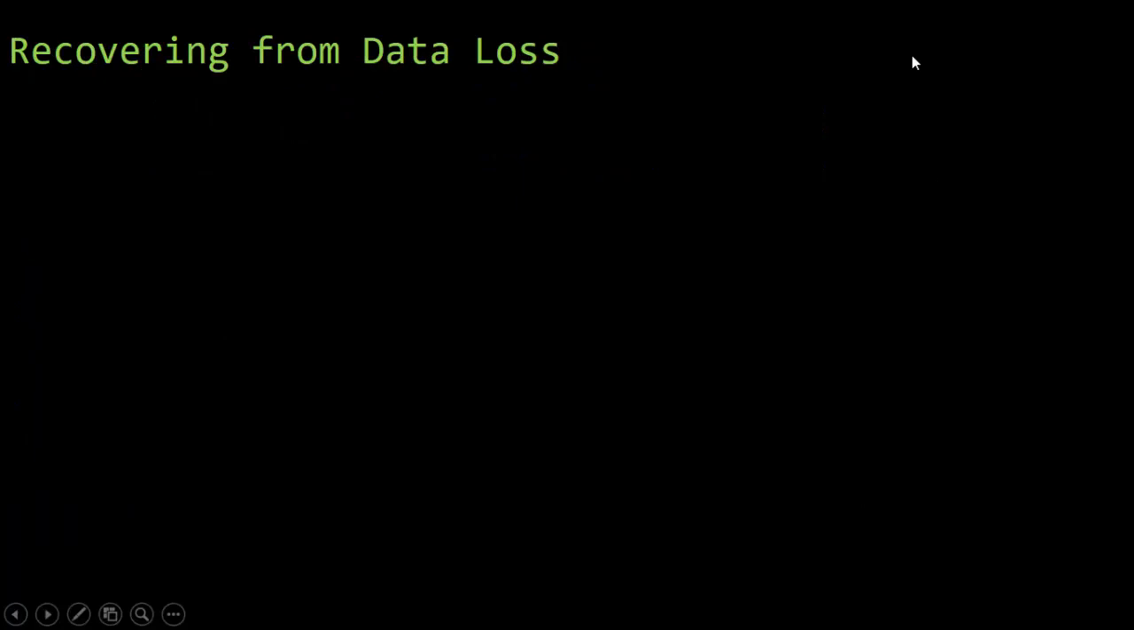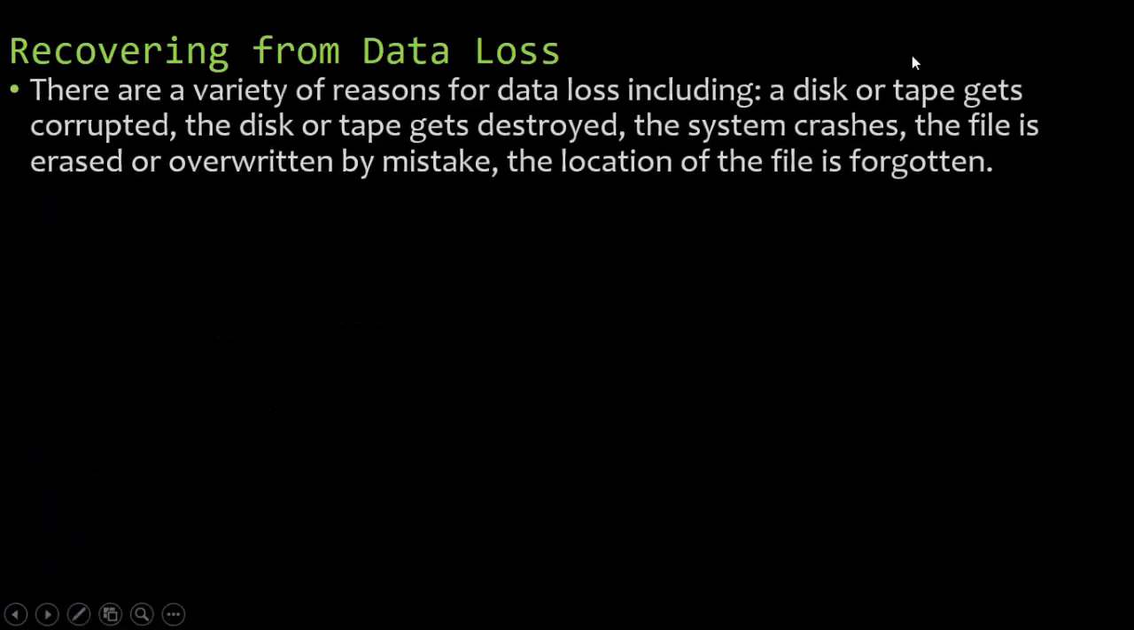All right, so recovering from data loss. So we've lost data, what do we do? There are a variety of reasons for data loss, including a disk or tape gets corrupted, the disk or tape gets destroyed, the system crashes, the file is erased or overwritten by mistake, the location of the file is forgotten, we don't know where things are.